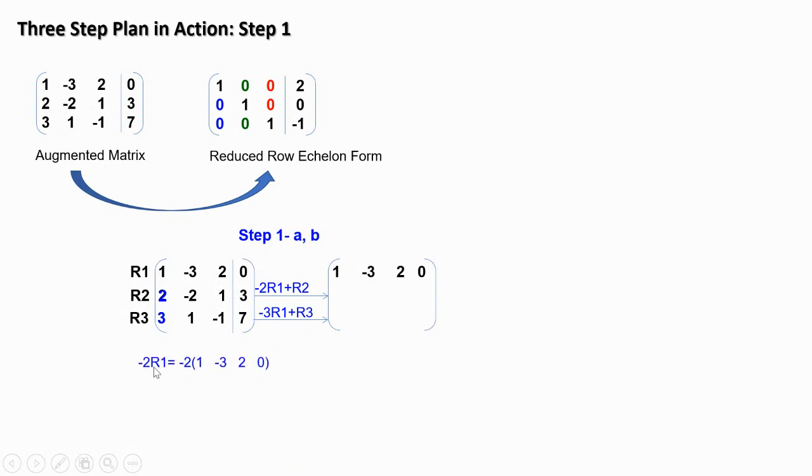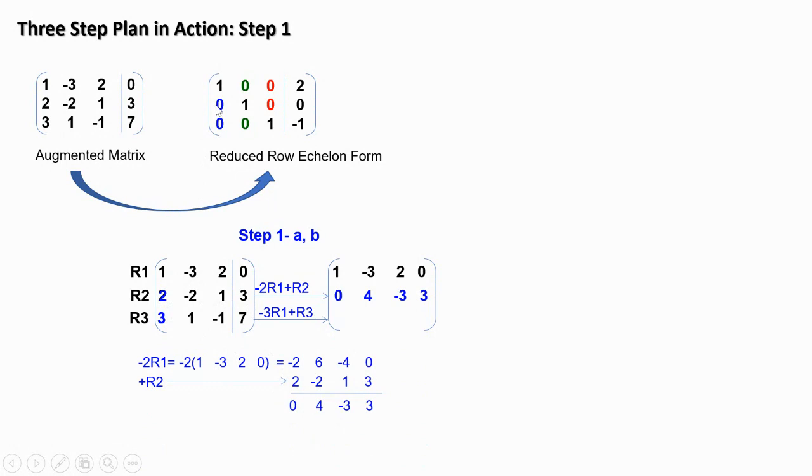And here's my work. -2 row 1 equals -2 times row 1, which is 1, -3, 2, 0, and there it is. So all I do is distribute the -2. So we get -2, 6, -4, and 0. Then we add it to row 2. Row 2 we just bring over, which is 2, -2, 1, 3. There it is. Then we add them, so we get 0, 4, -3, and 3. So this becomes my new row 2.